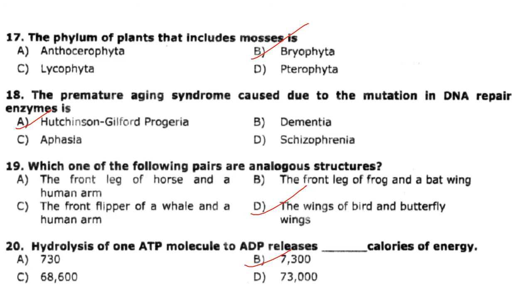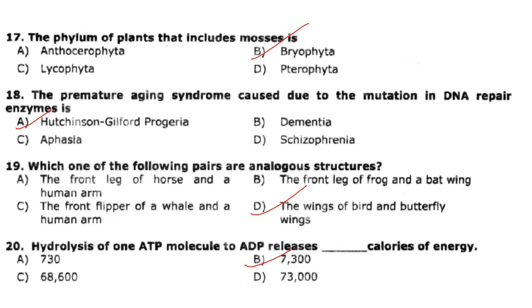Then next one. The phylum of plants that include mosses is, it is the bryophyte that include mosses. So answer is option B. The premature aging syndrome caused due to the mutation in DNA repair enzyme is, it is called Hutchinson-Gilford progeria. Answer is option A.